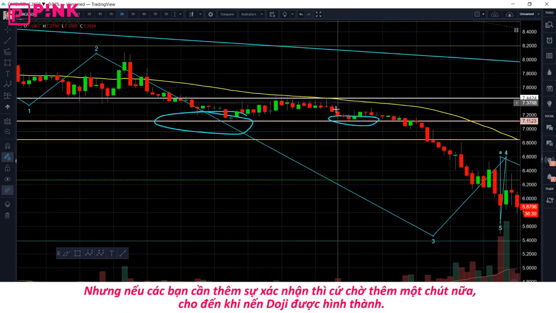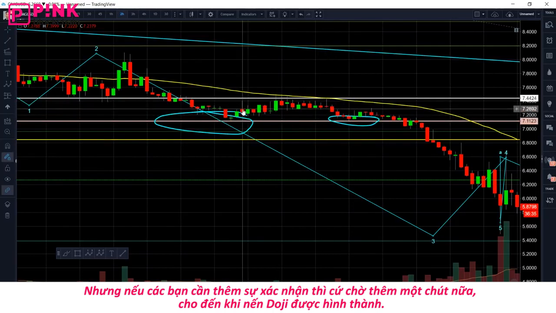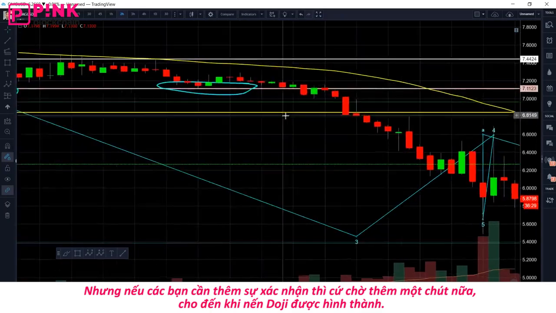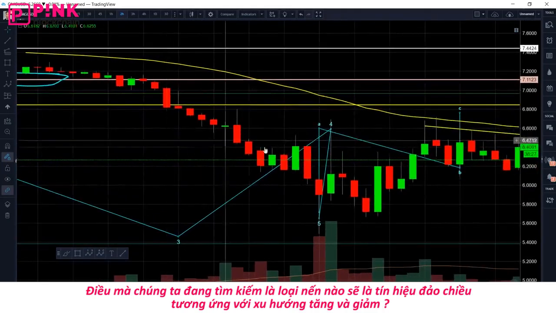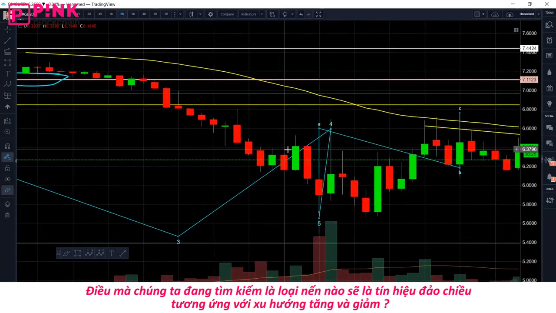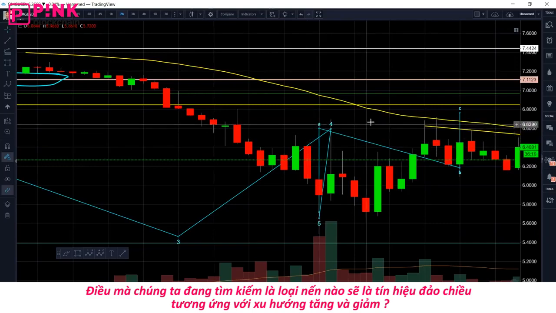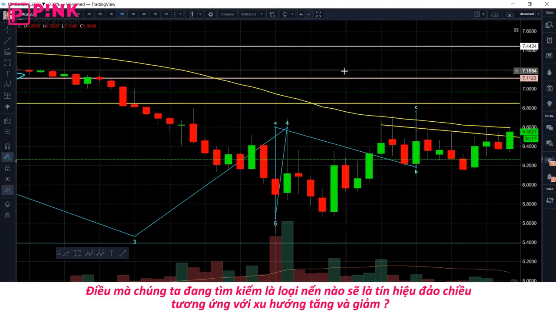This one would have definitely confirmed it. Even more confirmation. This one from me would have confirmed it first, but if you guys want even more confirmation, just wait a little bit and write it down after you see this doji. So what we're looking for is basically, on an uptrend, what kind of candle will confirm a reversal, and on a downtrend, what kind of candle will confirm a reversal to the upside, right?